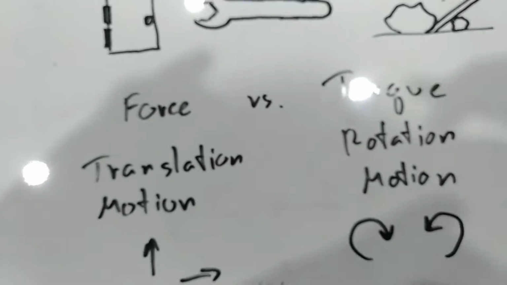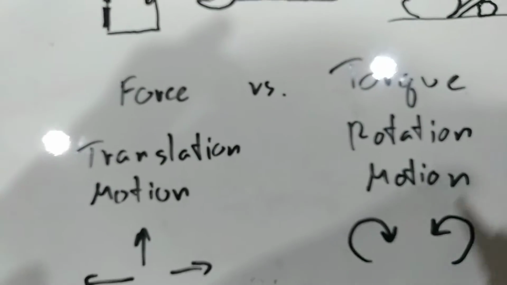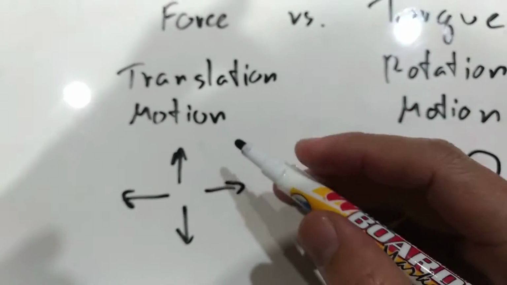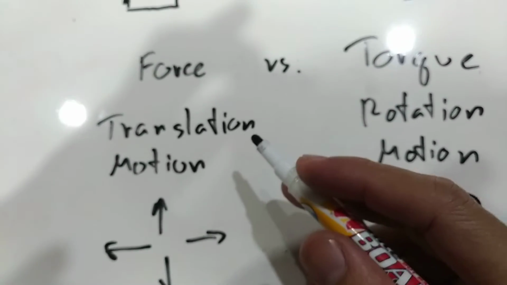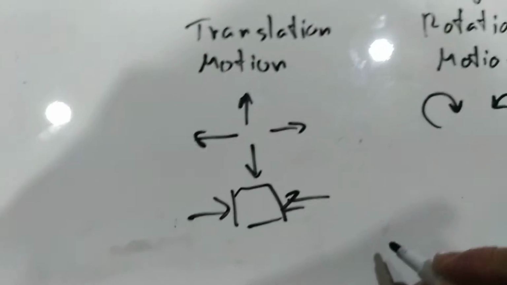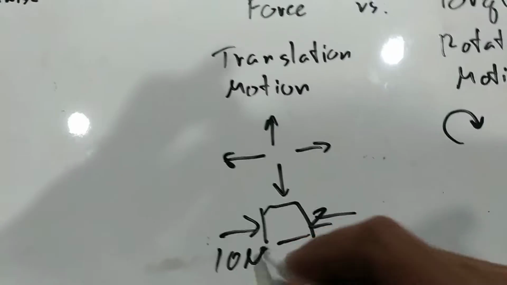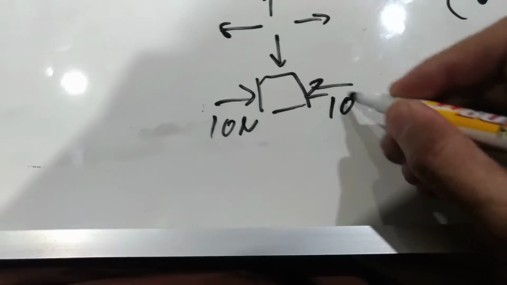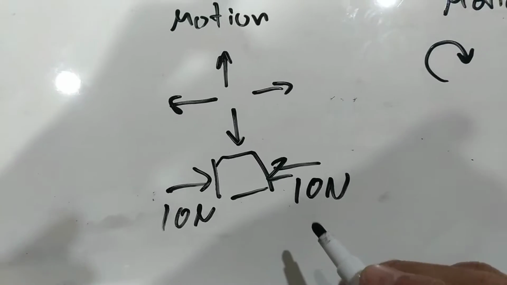Okay, you know about force already. That causes translation motion, which is up, down, left, right. And if you want balanced forces, then you have equilibrium. So let's say 10 newtons to the right and 10 newtons to the left. That's what we call static equilibrium.